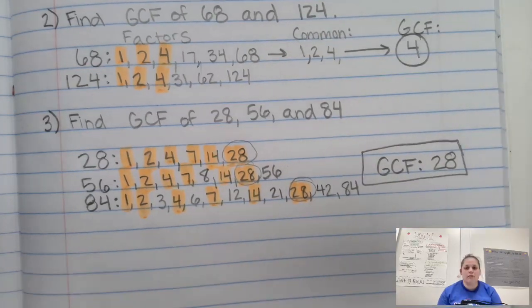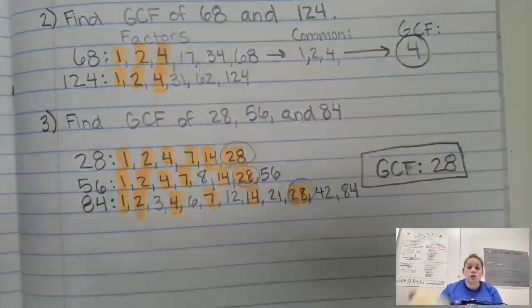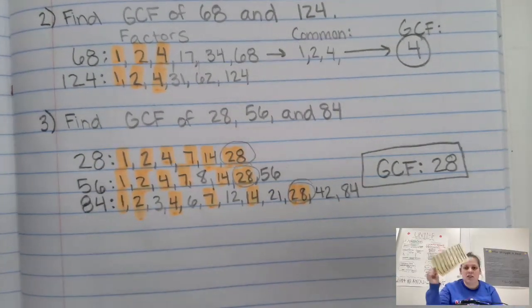All right, and that's how you find factors and greatest common factor. Make sure you get this yellow sheet, tan sheet, whatever color it is.